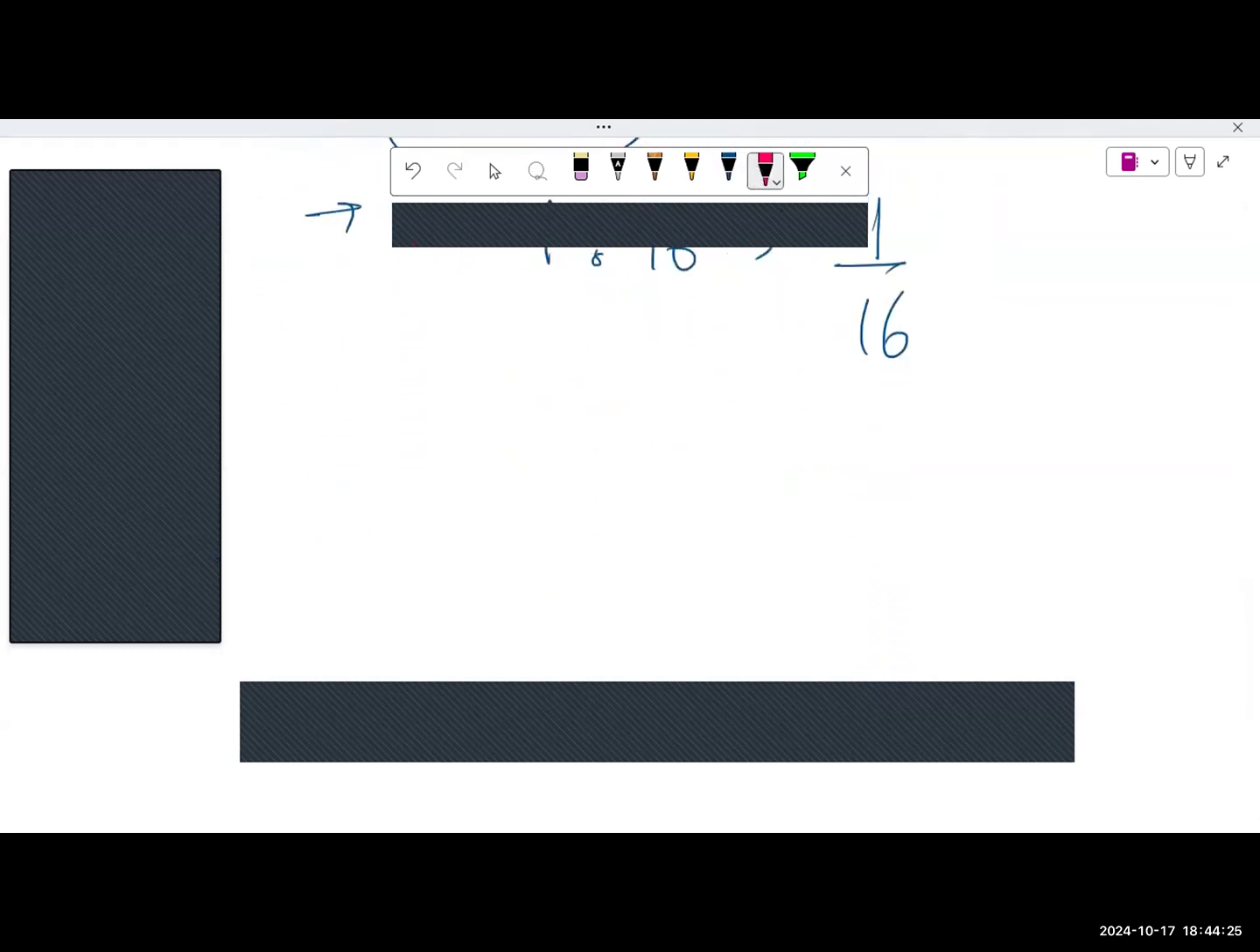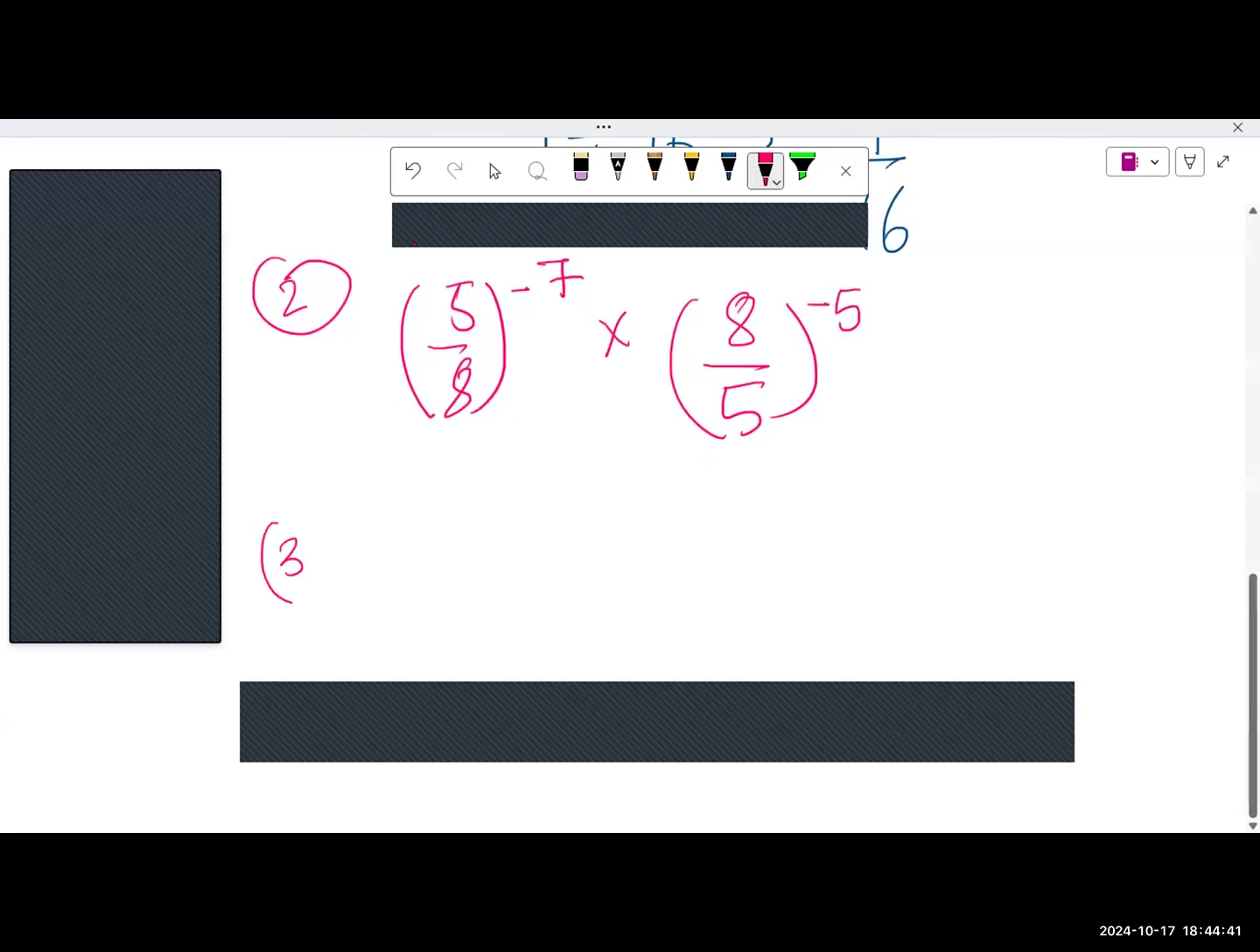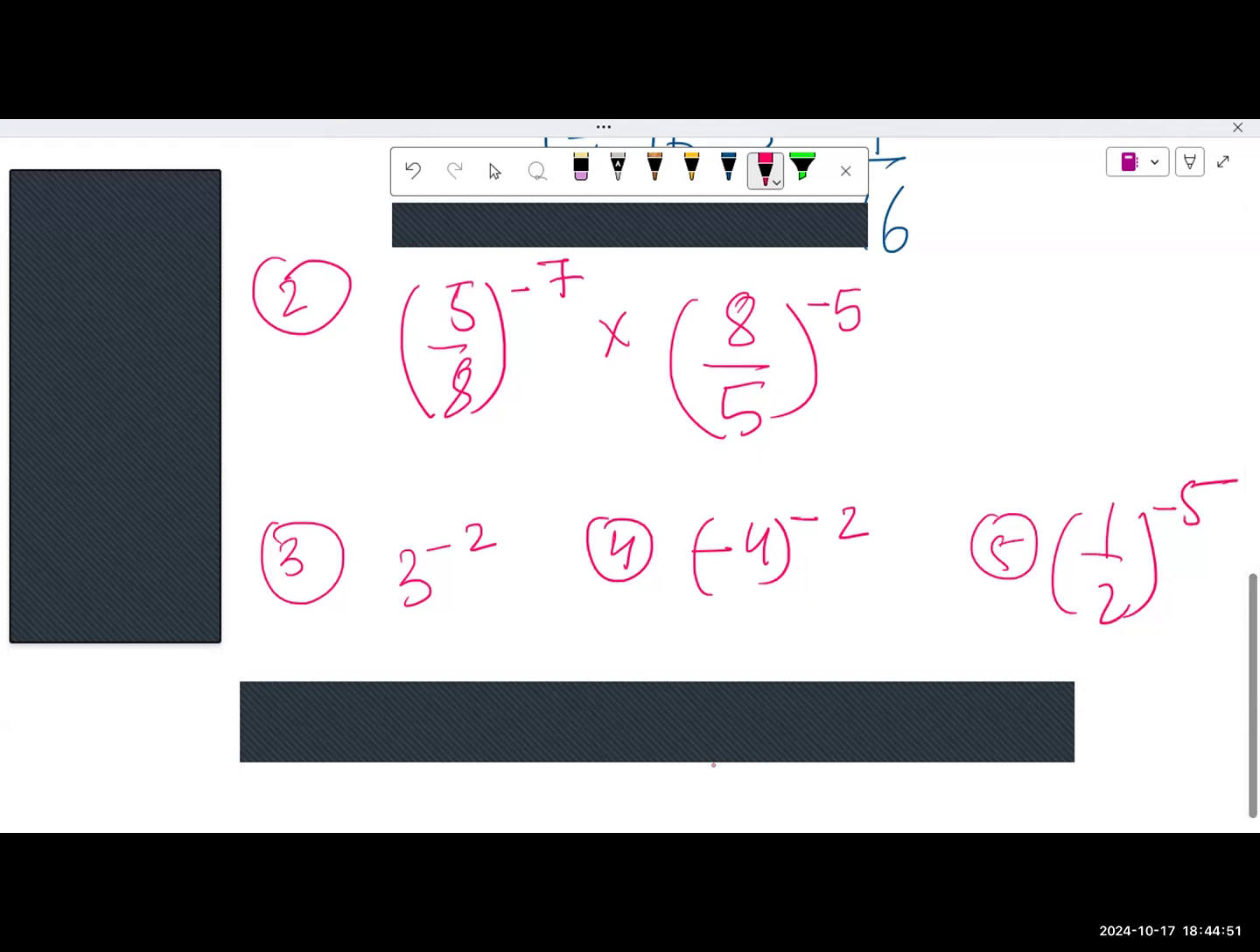Now we have the next question. It is (5/8)^-7 into (8/5)^-5. Okay. Next you have 3 to the power minus 2, minus 4 to the power minus 2, and (1/2)^-5. Please do these.